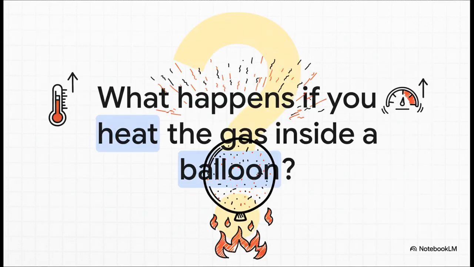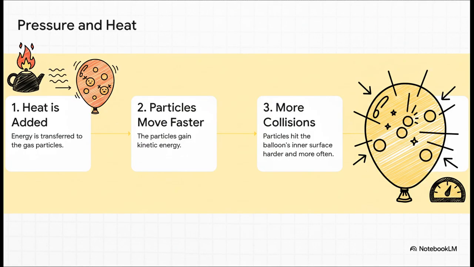So let's take this one step further. The paper asks what happens if you increase the temperature of the gas inside that balloon, assuming its volume stays the same. Why would the pressure go up? It's a perfect chain of cause and effect. First, you add heat, which is just a form of energy. That energy gets transferred to the helium particles, making them move faster. Because they're speeding up, they collide with the walls of the balloon more often and with more force. And that combined increase in how often and how hard they hit the walls, well, that's exactly what we measure as an increase in pressure.